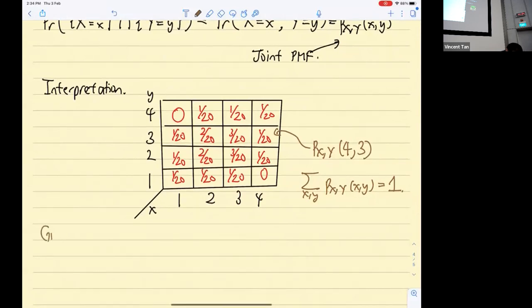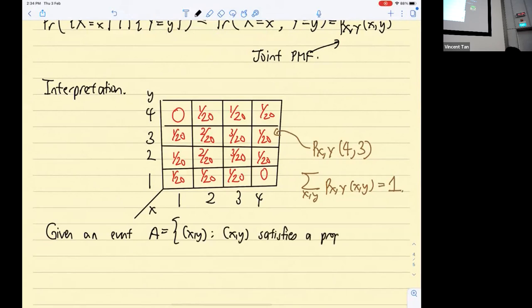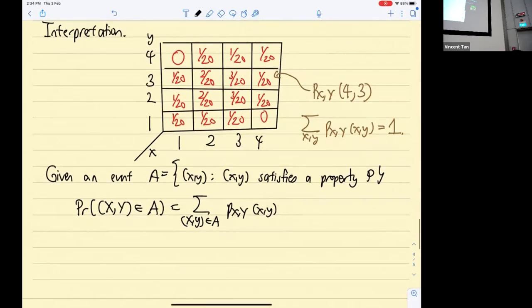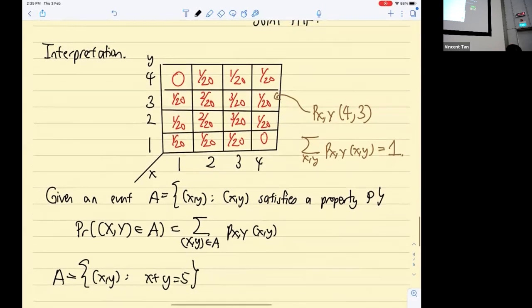Now, given a particular event A, which is equal to the set of x, y such that x, y satisfies a certain property P, how do we compute the probability of A? The probability that (X, Y) belongs to A is nothing but the sum over all possible values of x and y that belong to A of P of XY, x y. Now this looks very complicated. Suppose A is the set of all possible values of x and y such that x plus y is equal to 5. How do we compute the probability of this particular event?